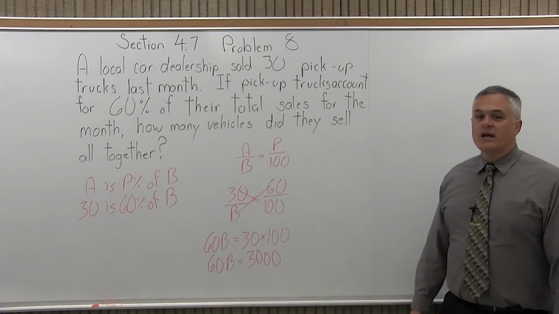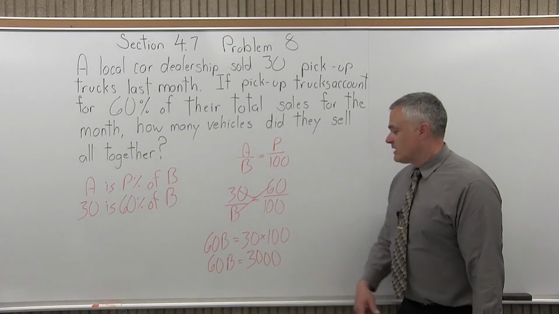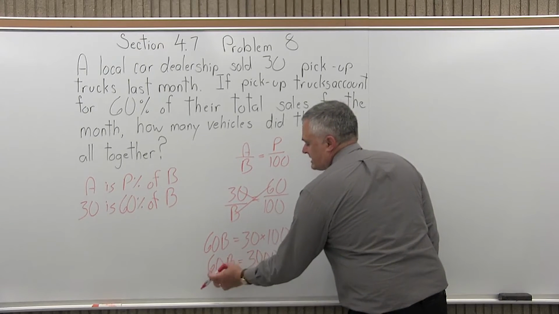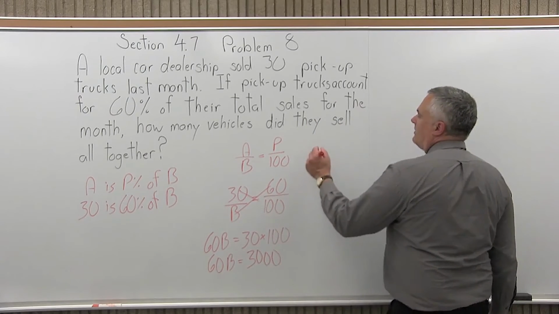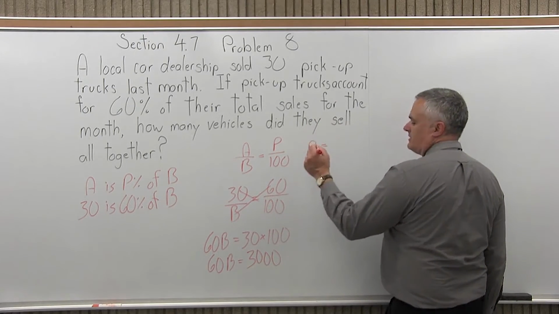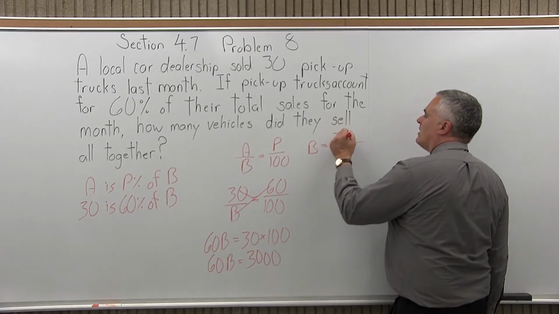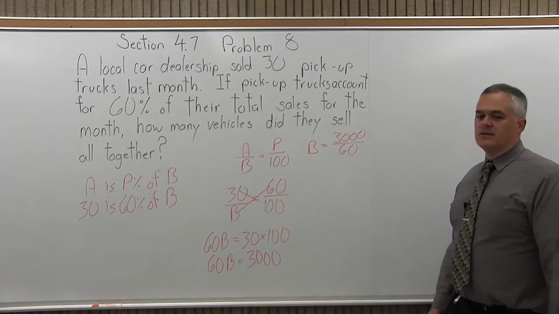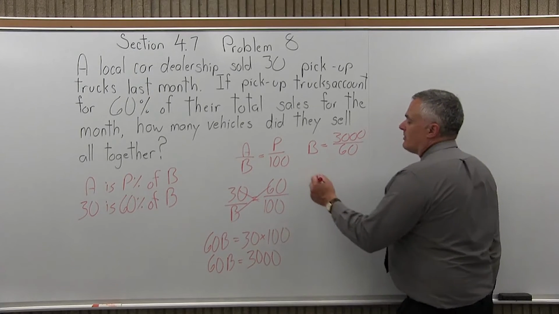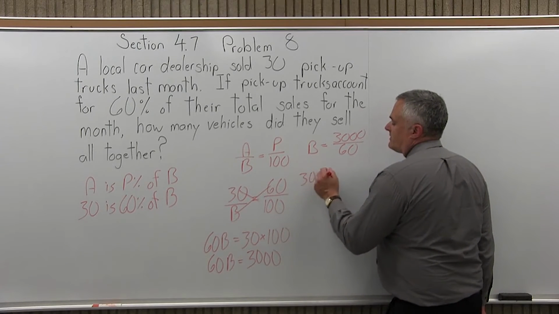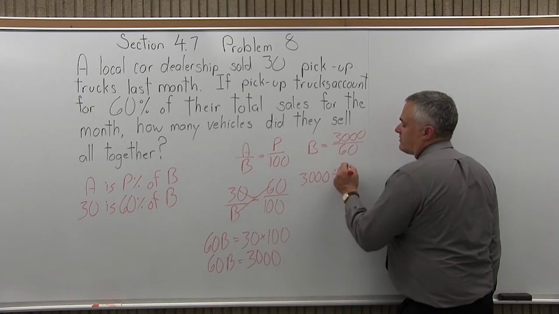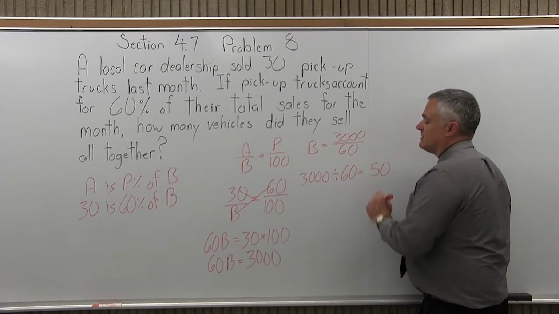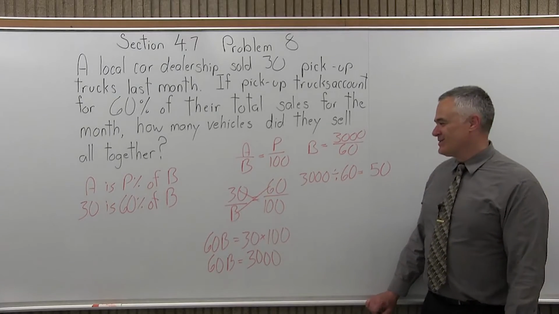Of course you could do it on a calculator, or you could do it the long way, but you still get 3,000. Now I want what B equals, not 60 times B. So B is 3,000 over 60. If your math teacher will allow you to use a calculator for this class, you can simply do the numerator of 3,000 divided by the denominator of 60, and I know the answer right away, it's 50. I can actually do it in my head, and I'll show you how.